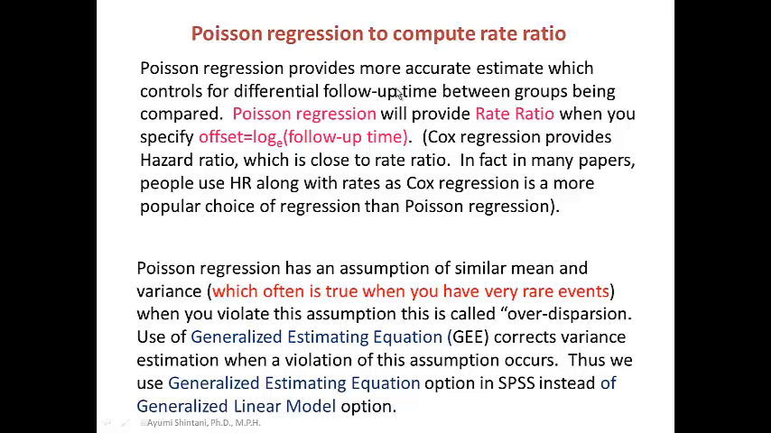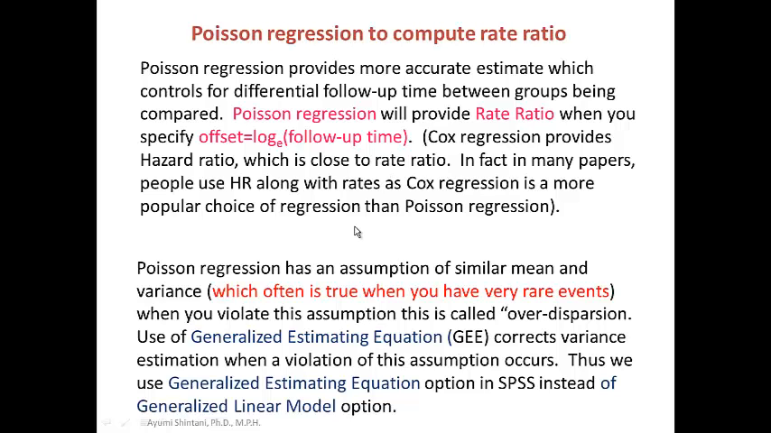Poisson regression provides more accurate estimate which controls for differential follow-up time between groups being compared. In order to compare rate, number of events divided by total follow-up time, we need to specify offset being equal to log of follow-up time. Cox regression provides hazard ratio, which is close to a rate ratio.